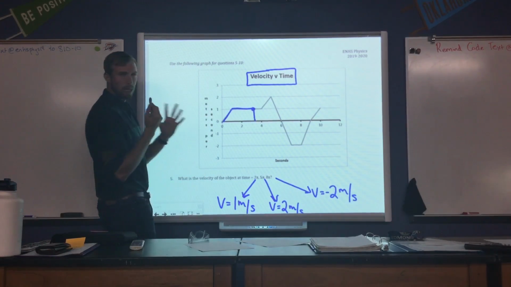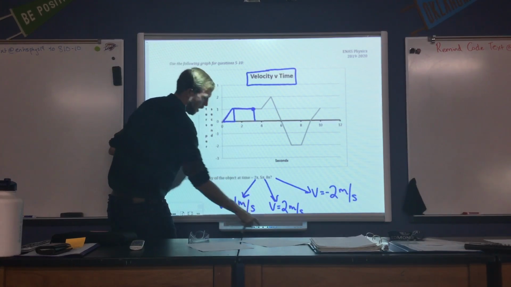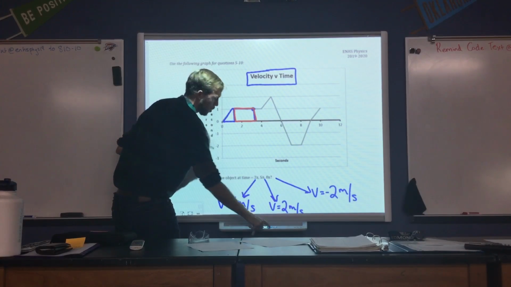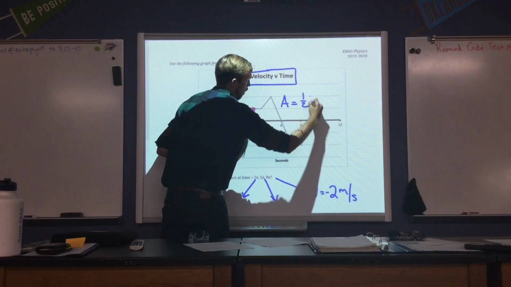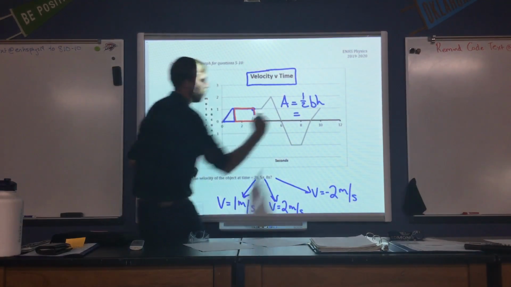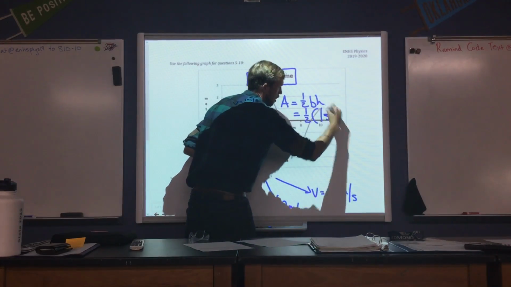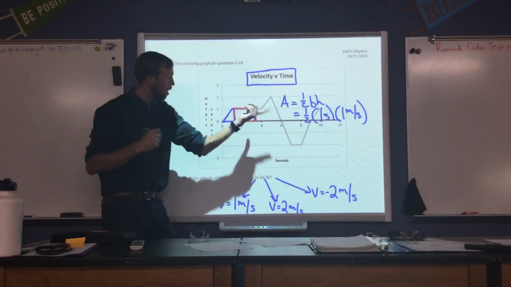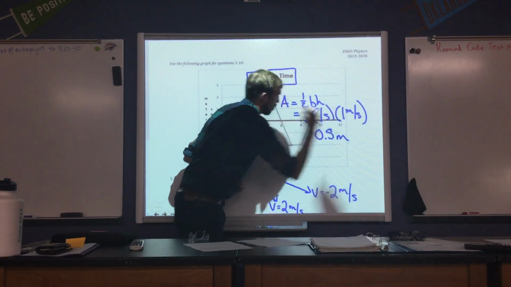So now, I'm going to break this up into two shapes. One's going to be a triangle here, okay, and then one's going to be a rectangle. So I'll first start with the triangle. Our area for a triangle, 1/2 base times height. That's going to be a base of 1 and a height of 1. So 1/2, base of 1 second, a height of 1 meter per second. So 1 times 1 gives me 1, times 1/2, so this is 0.5 meters.